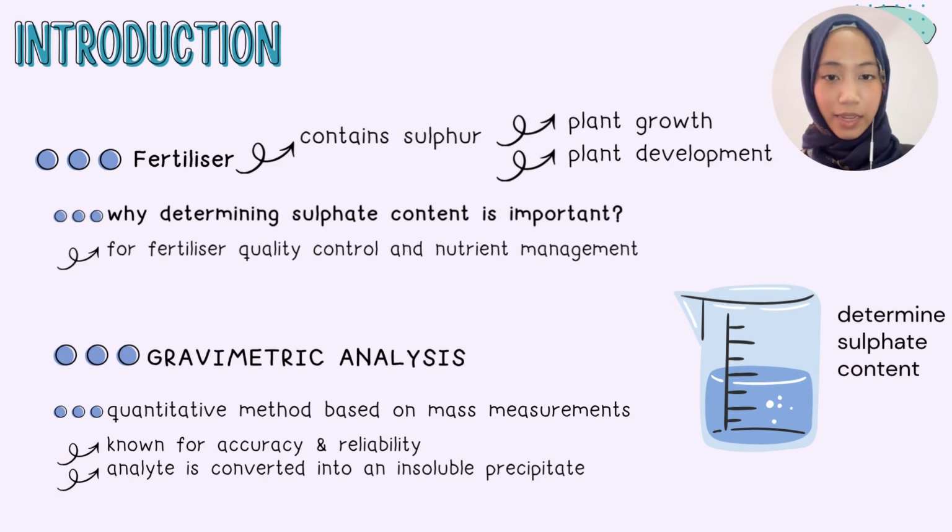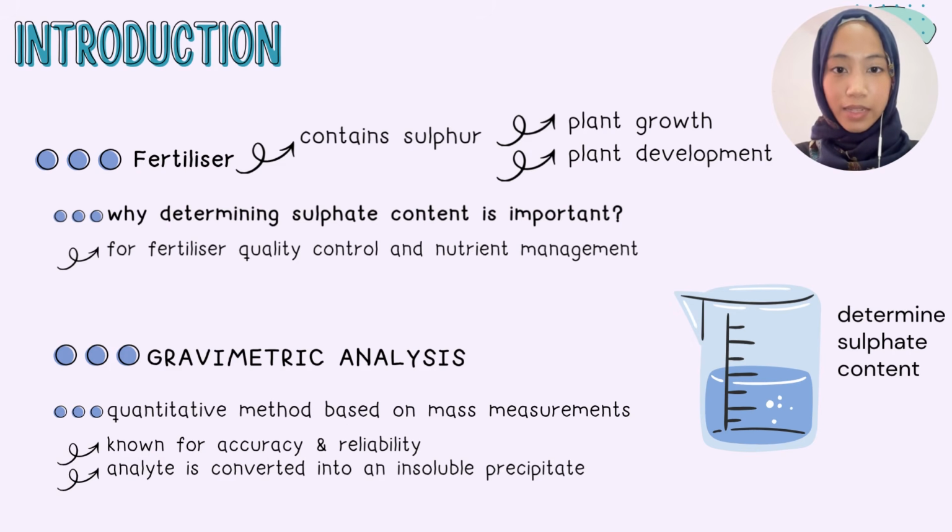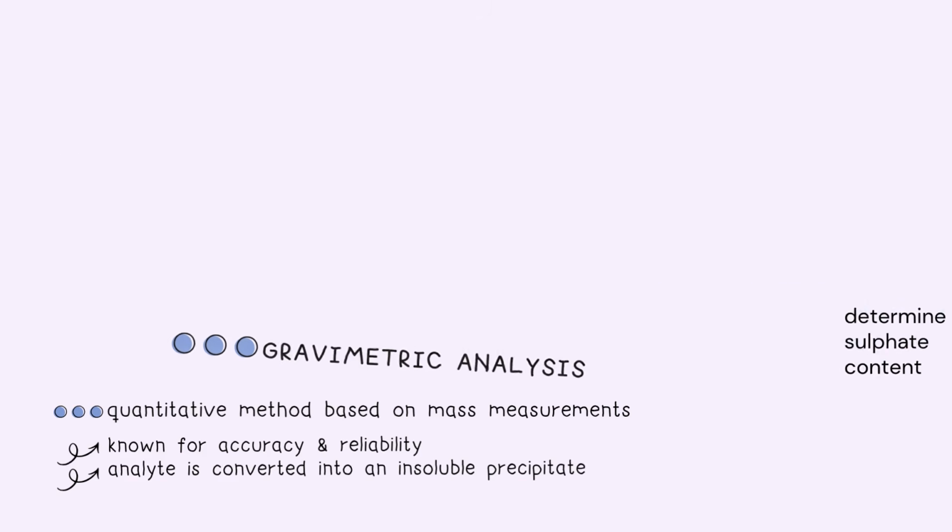Gravimetric analysis is a quantitative analytical method based on mass measurement. It is widely used because it provides accurate and reliable results. In this method, the analyte is converted into an insoluble precipitate, which can then be separated and weighed. The mass of the precipitate is used to determine the content of sulfur in the fertilizer.